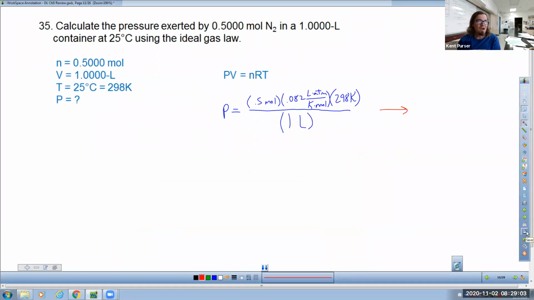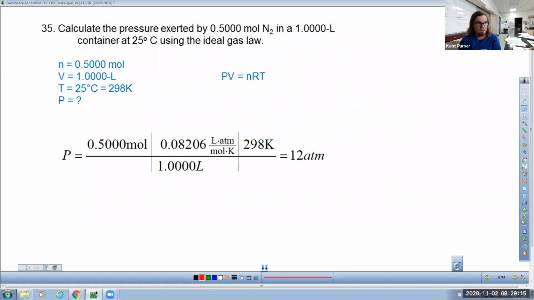Question number 35, come on, easy. Calculate the pressure exerted. They give you moles, a volume, and a temperature. They want us to practice using the ideal gas law. Why this was thrown in the middle of this, I don't know, but I picked it. It was in your textbook. You solve it out. You get 12 atmospheres, if you use L·atm/mol·K, right? There was nothing here telling me I had to use L·atm/mol·K.